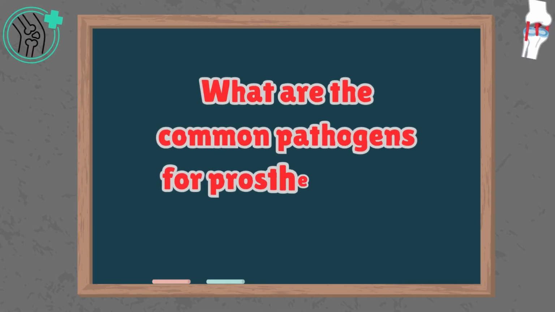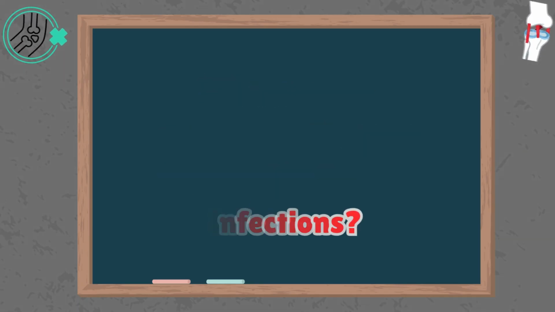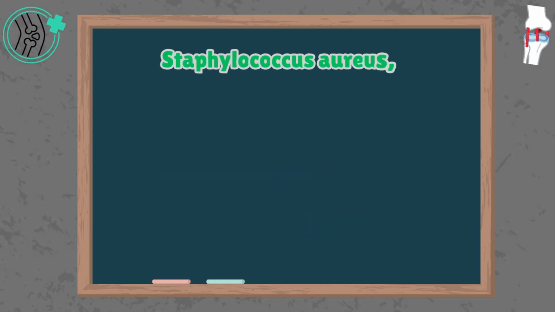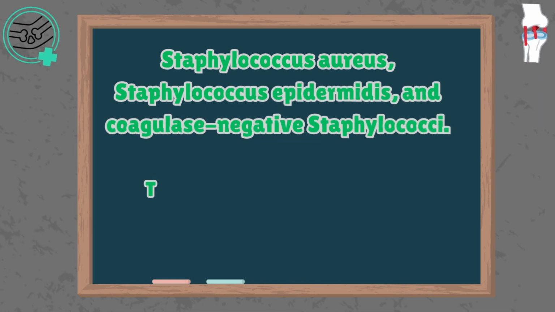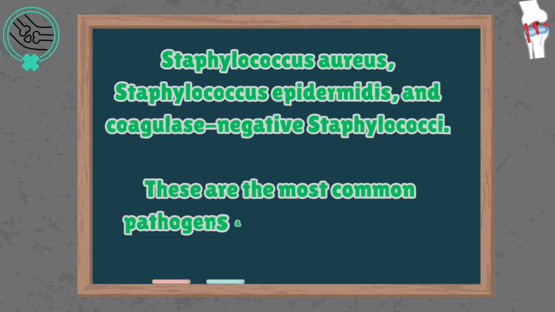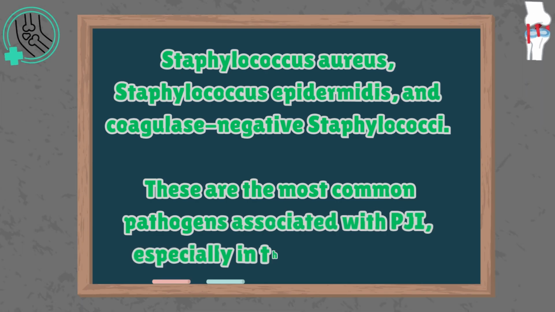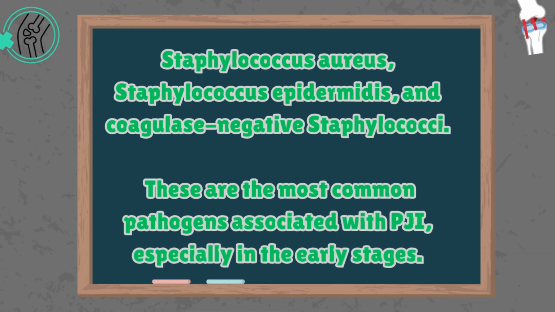What are the common pathogens for prosthetic joint infections? The answer is Staphylococcus aureus, Staphylococcus epidermidis, and coagulase-negative staphylococci. These are the most common pathogens associated with PJI, especially in the early stages.